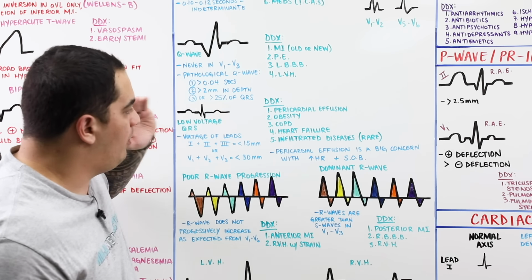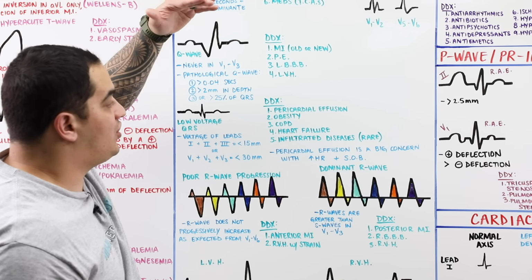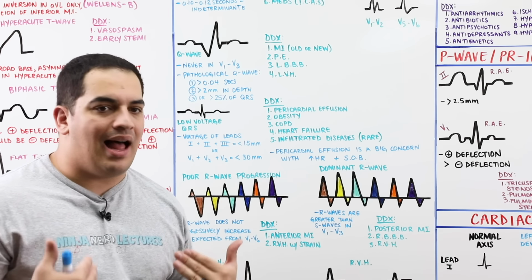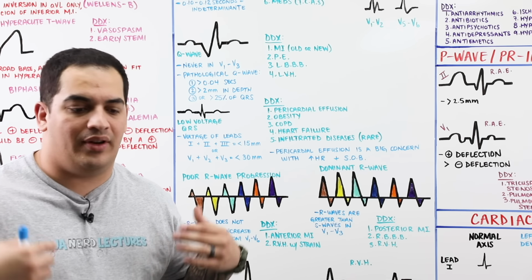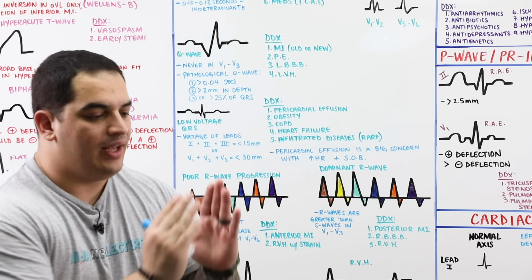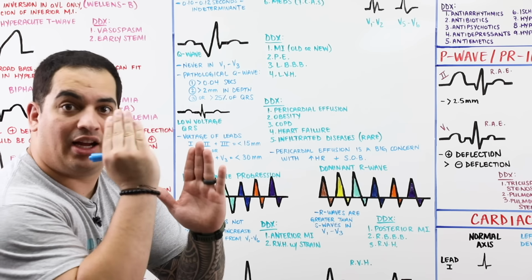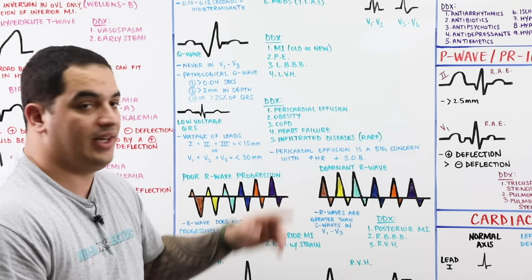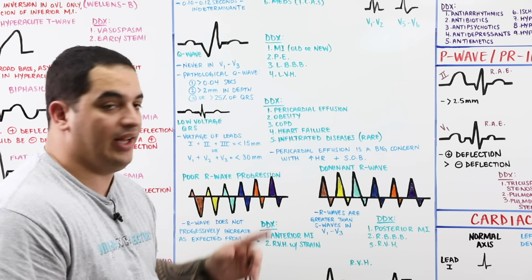Why am I worried about that? Well, definitely the highest point of concern is pericardial effusion. Something is blocking the conduction, the electrical activity, from getting from the heart to the electrodes. What could that be? It could be fluid, pericardial effusion. It could be fat, obesity. It could be air, COPD.